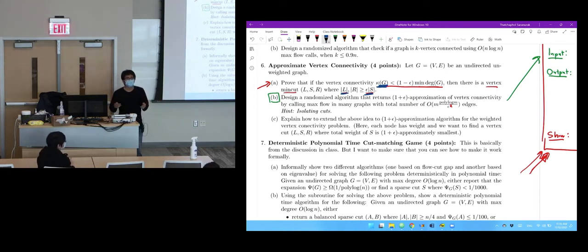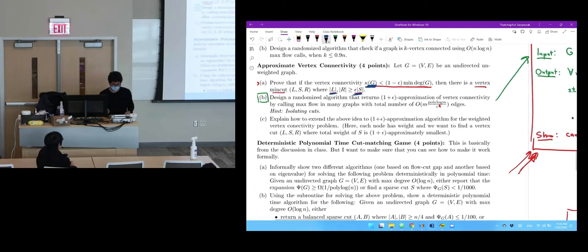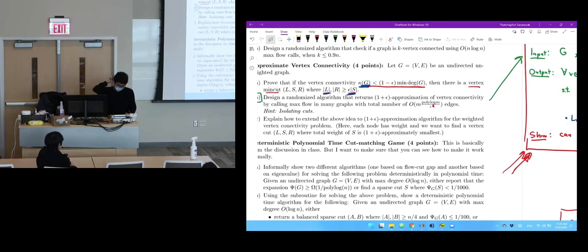Do we have to use isolating cuts? There is maybe a super easy algorithm. If the min cut is less than 1 minus epsilon times the min degree, we can just return the min degree. If it's larger than that, then L and R are a constant proportion of S. So we just sample pairs, compute the min max flow, and we have constant probability to get the min cut.